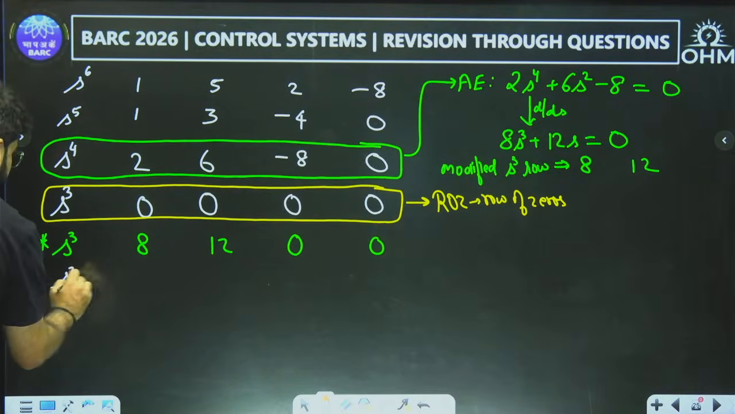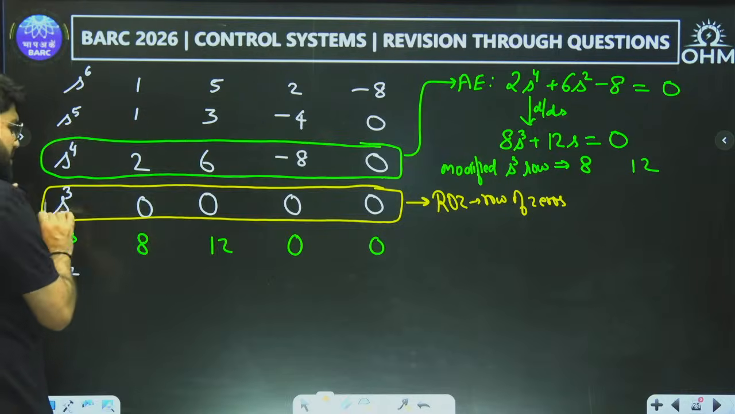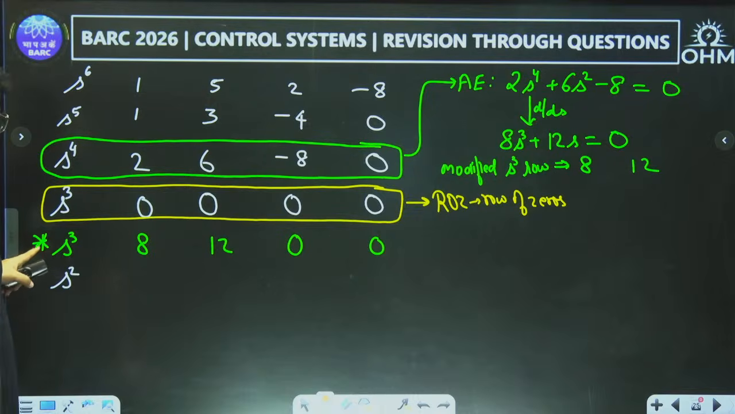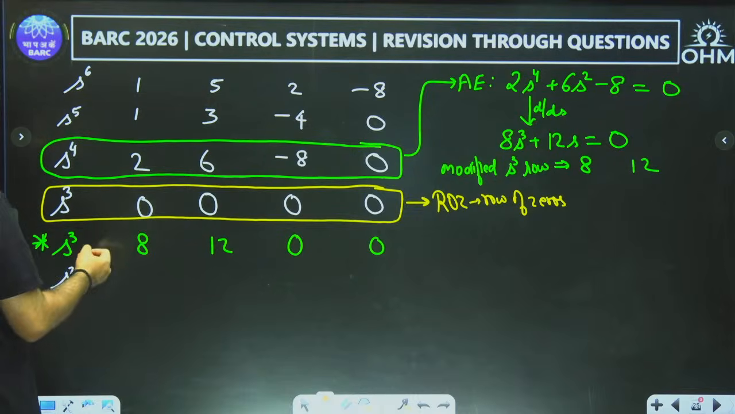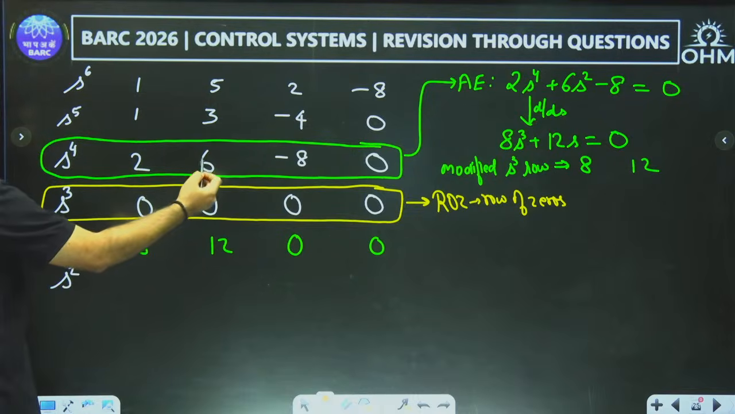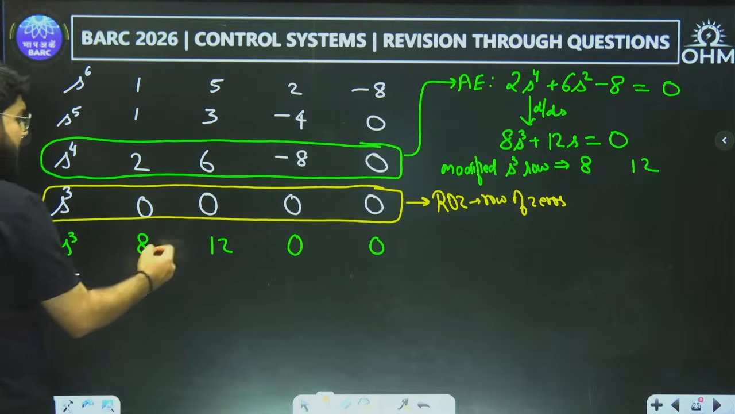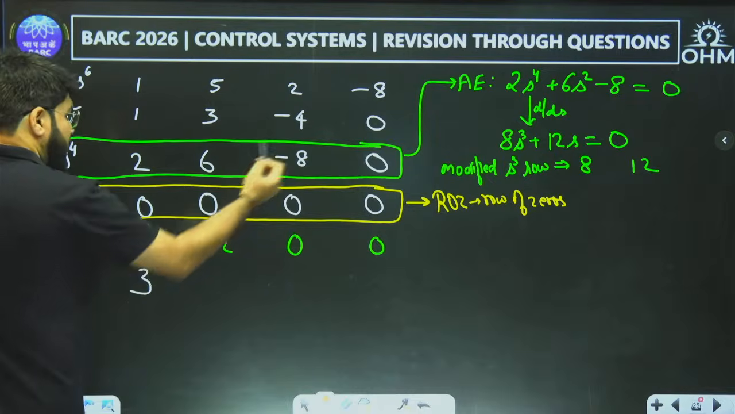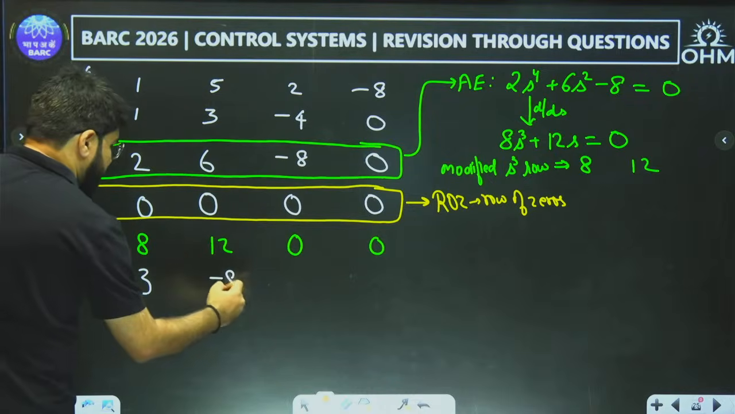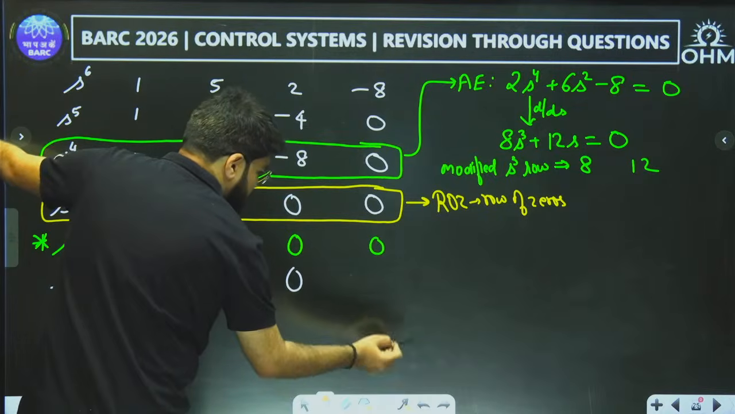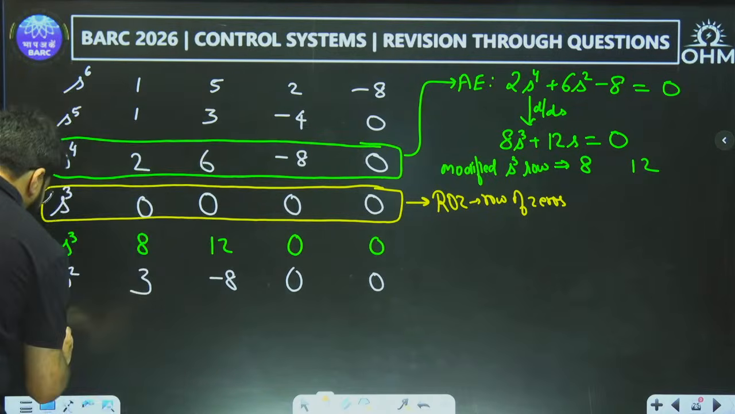So s square. Now s power 3, this is gone. You have to consider the modified s power 3 row which is written here, so you don't have to consider this one. S power 3, s power 4. 8 into 6, 48 minus 24, 24 by 8, 3. 8 into minus 8, this side 0. 8 into minus 8 upon 8, so only minus 8 is left. This is again 0 because the next top column is 0. Last element anyway is 0. So I have completed s power 2 row.